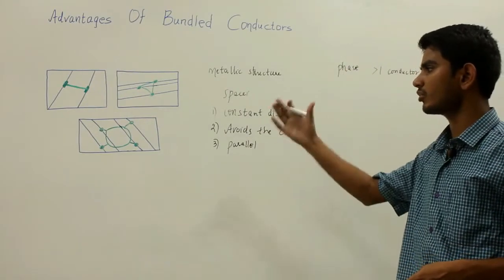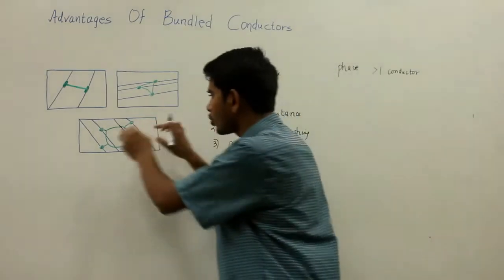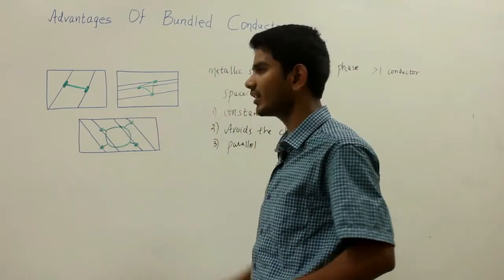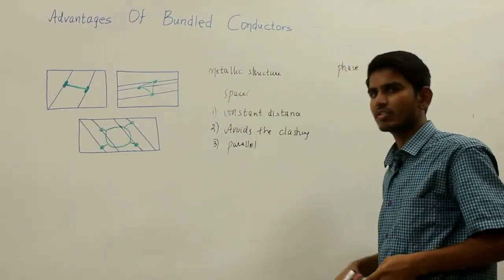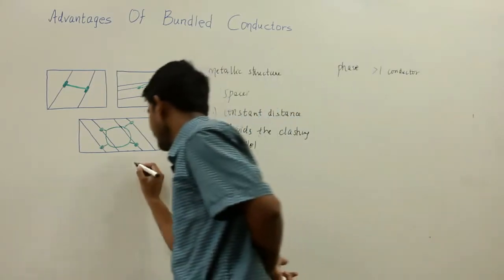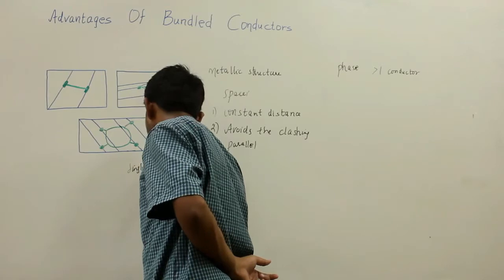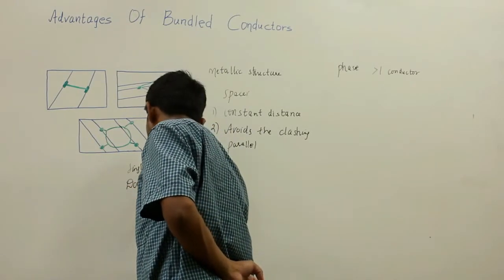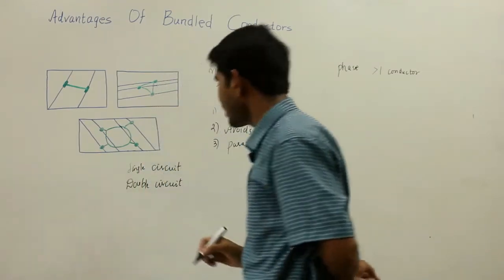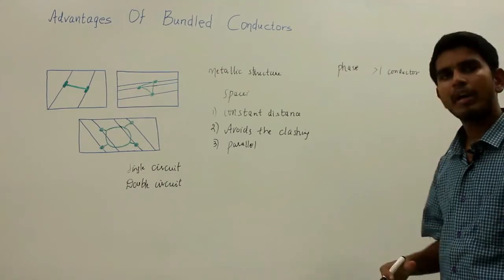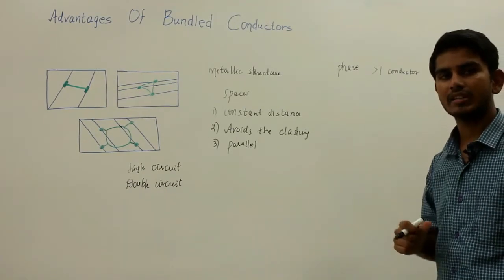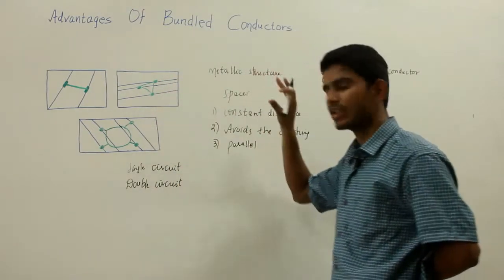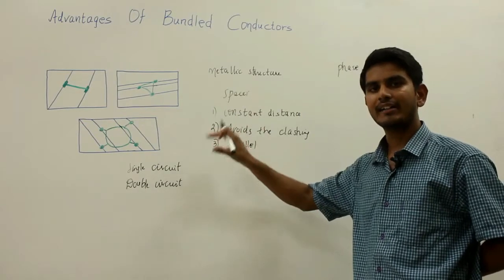Generally we use two, three or four conductors per phase, and three such groups provide a single circuit transmission line. If you have six such groups, then it is a double circuit transmission line. We use such configurations to transfer bulk power over larger distances at higher voltage, as we have several advantages of using bundle conductor instead of a single conductor.